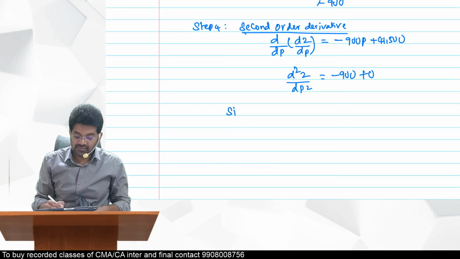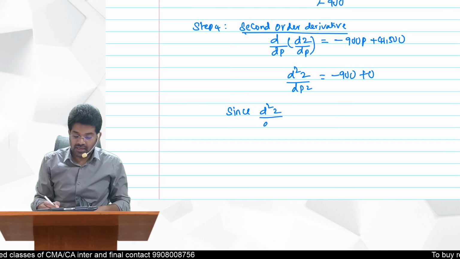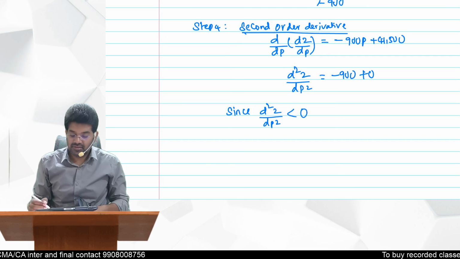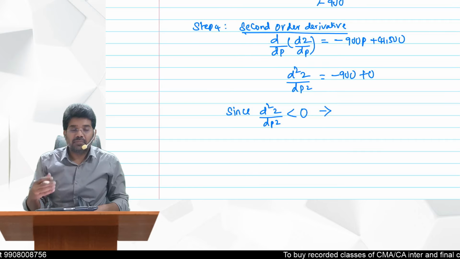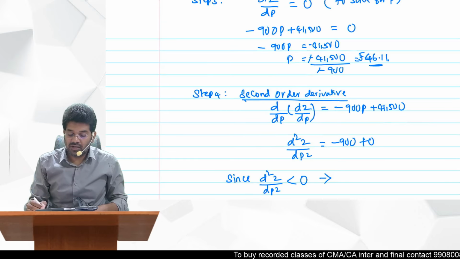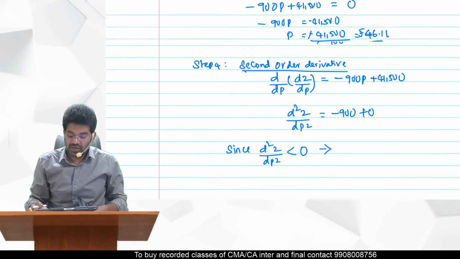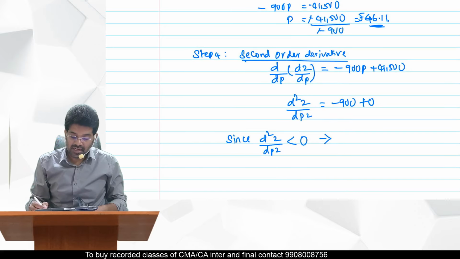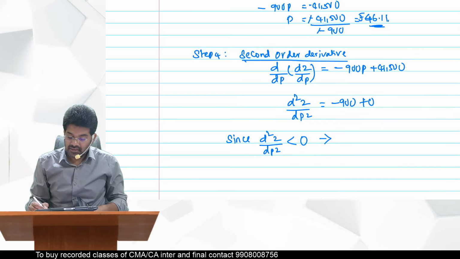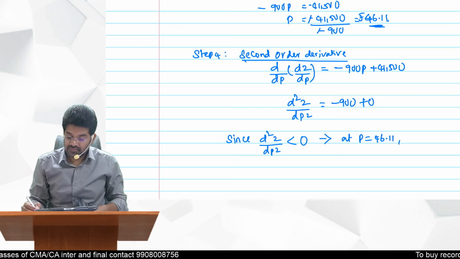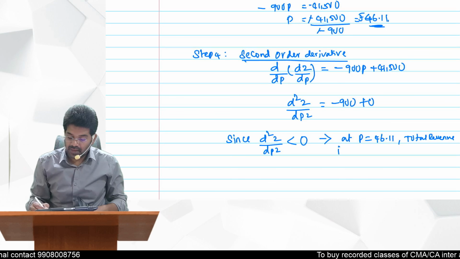Yes. So since d square z by dP square is less than 0, the price whatever we got, 46.11, will give you the maximum revenue. That is what it confirms. What we should write here is, at P is equal to 46.11, total revenue is maximum.